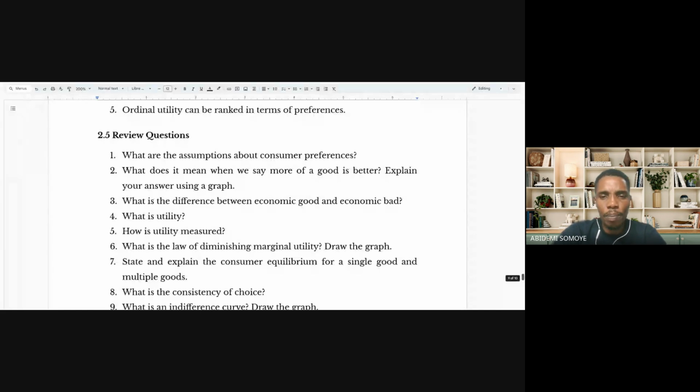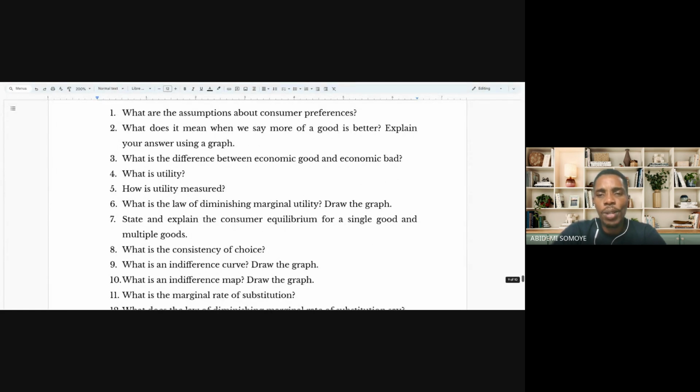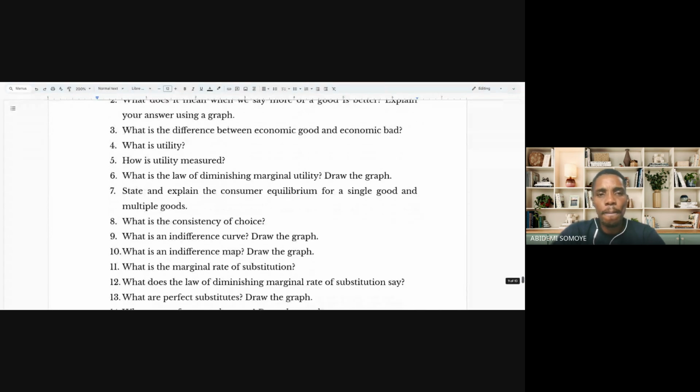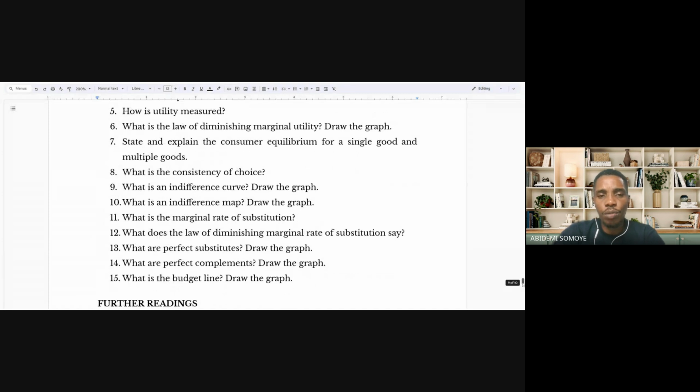What are the assumptions about consumer preferences? What does it mean when we say more of a good is better? Explain your answer using a graph. What is the difference between economic good and economic bad? What is utility? How is utility measured? It's cardinal and ordinal, we talked about. What is the law of diminishing marginal utility? Draw the graph. State and explain the consumer equilibrium for a single good and multiple goods. What is consistency of choice?